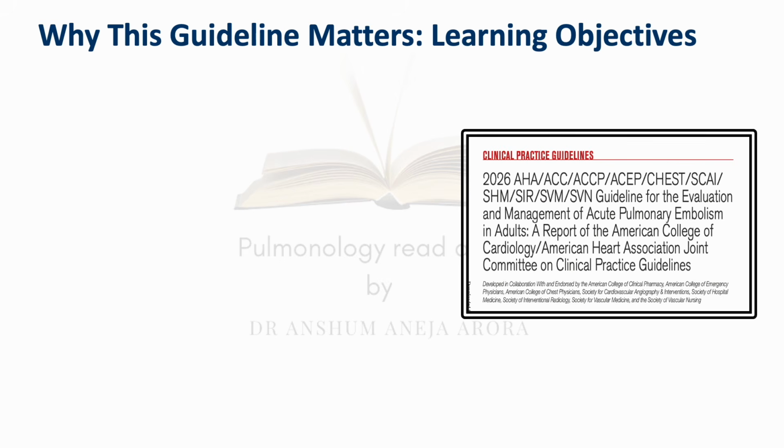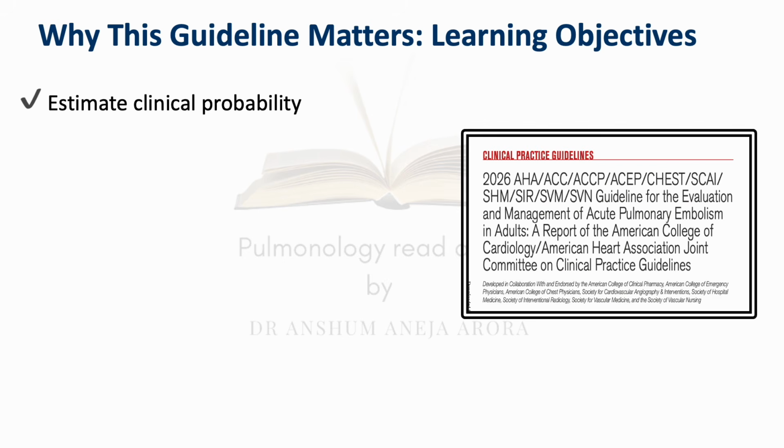So, why does this guideline paper matter? This 2026 guideline paper is a very elaborate 75-page document, and it has been endorsed by not only the American Heart Association, the American College of Chest Physicians, and Cardiology, but multiple other societies. So, it's a joint guideline which talks about how one should approach a patient with acute pulmonary embolism.